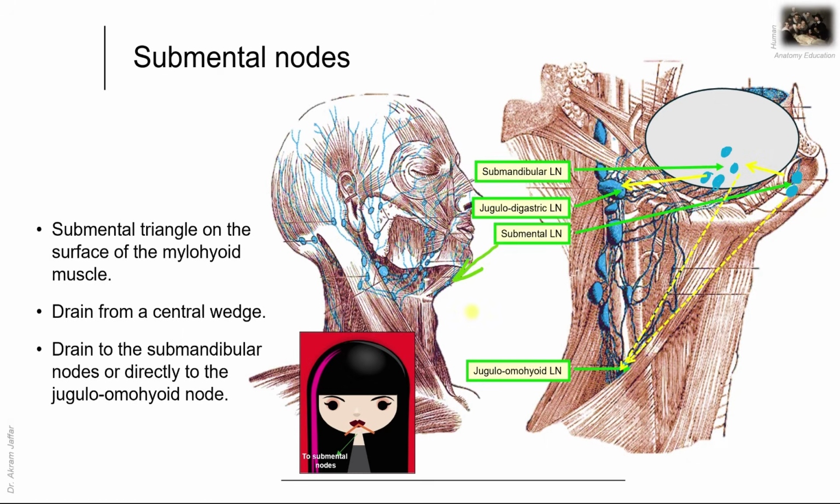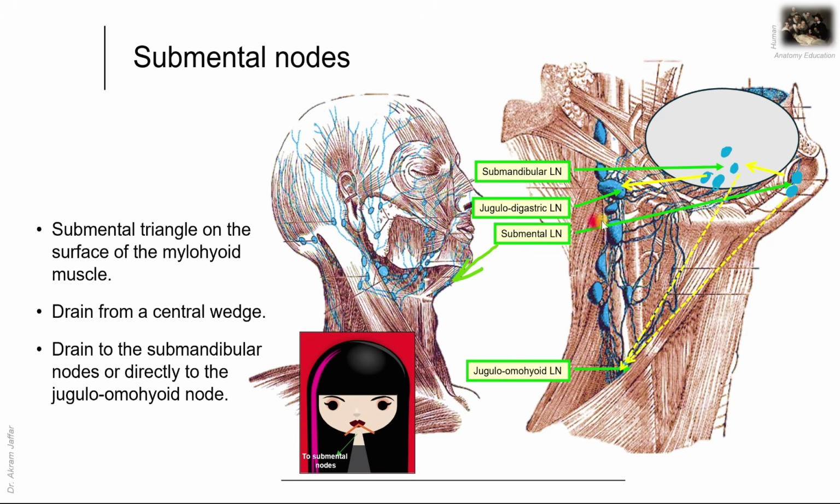The first group here is the submental group, which, as the name indicates, is located in the submental triangle, just beneath the chin and on the surface of the mylohyoid muscle. These submental lymph nodes drain a small wedge in the center of the face, including the chin, the lower lip, the tip of the tongue, and the anterior floor of the mouth.